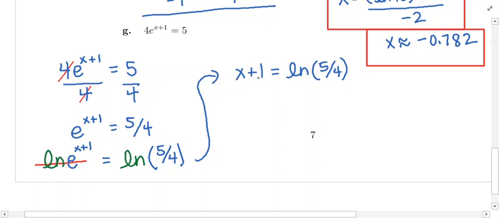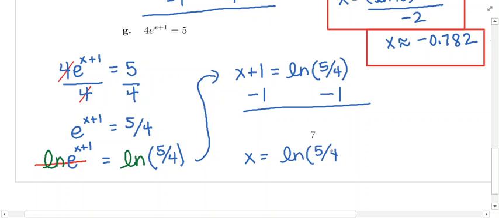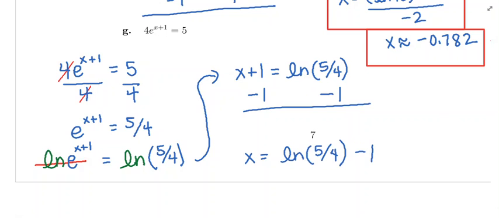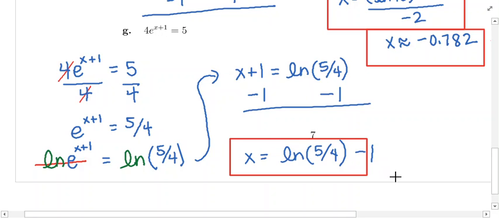Okay, we are left with a linear equation. The highest power of x is 1. Okay, so we just need to isolate the x. So to get x by itself on the left side, we need to subtract 1 from both sides. Okay, so we're going to get the exact answer here that x is the natural log of 5/4, that quantity, minus 1. Okay, so here is your exact answer.